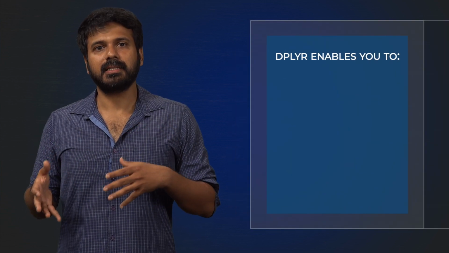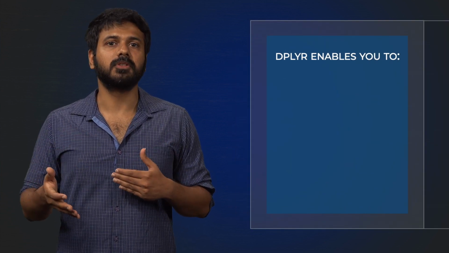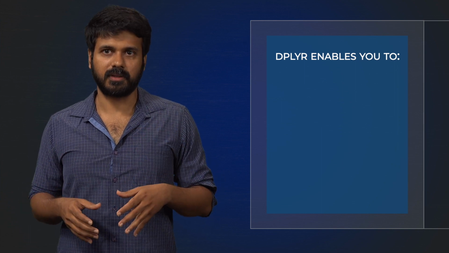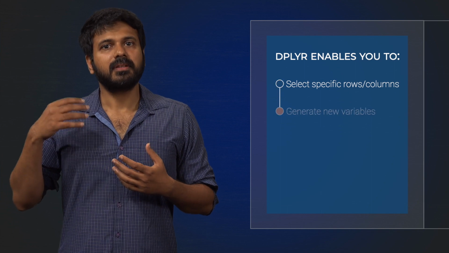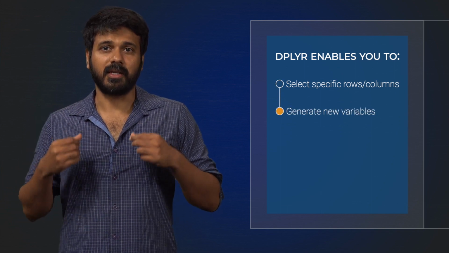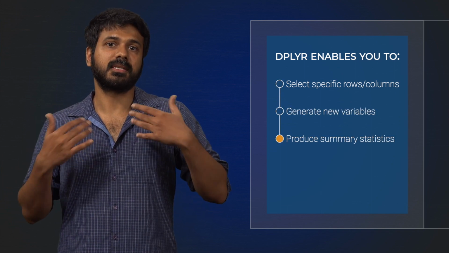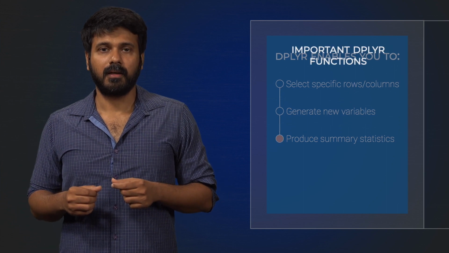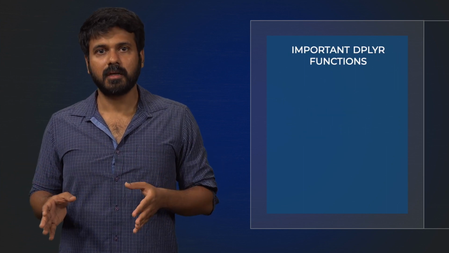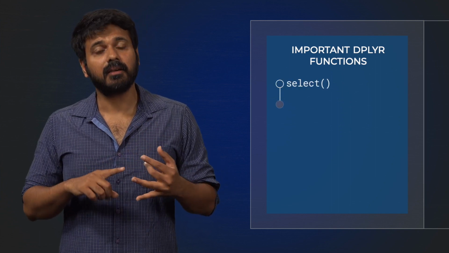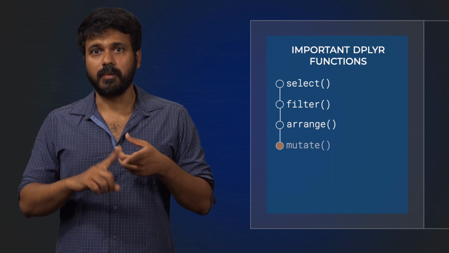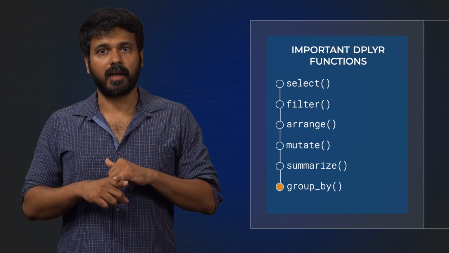The dplyr package contains functions that enable you to do lots of useful things with your data, like choose specific columns and rows. There are dplyr functions that you can use to generate new variables and produce summary statistics. While there are numerous dplyr functions, we will focus on a few important ones, like select, filter, arrange, mutate, summarize, and group by. And there you go. You now know how to perform some basic EDA in R.